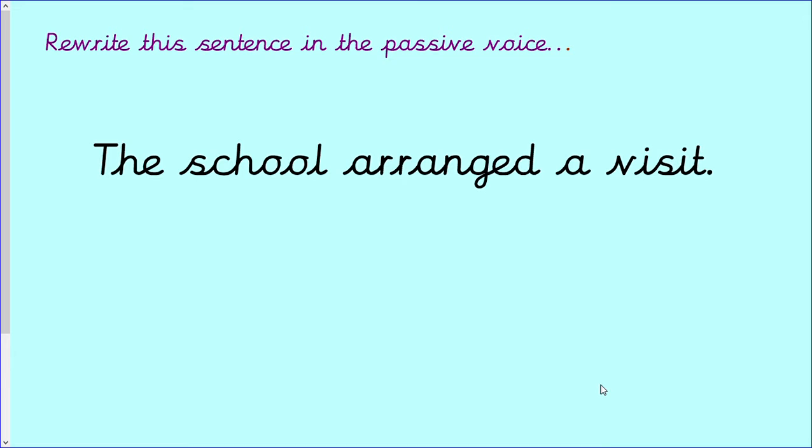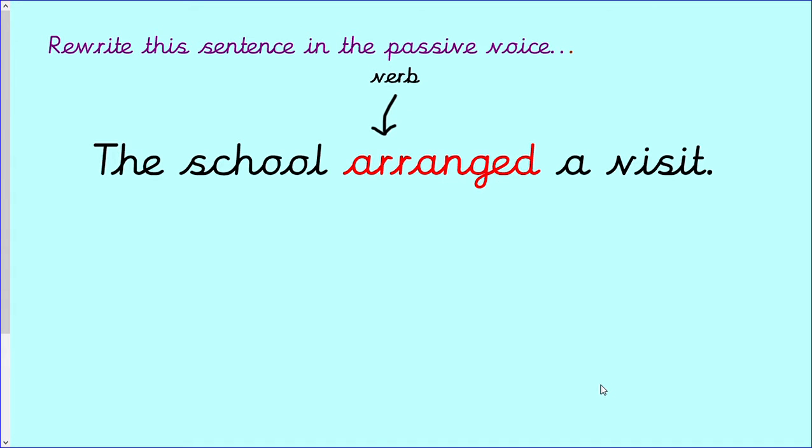Together, we're going to rewrite this sentence in the passive voice. The school arranged a visit. So the first thing we have to do is identify the verb, the action or the doing word. In this sentence, the verb is arranged.